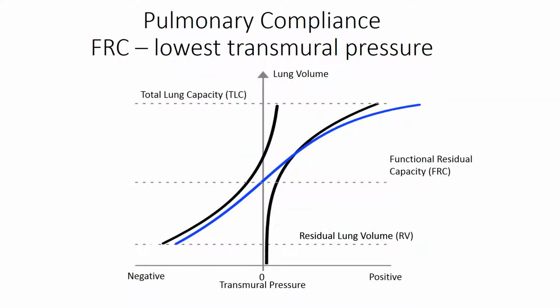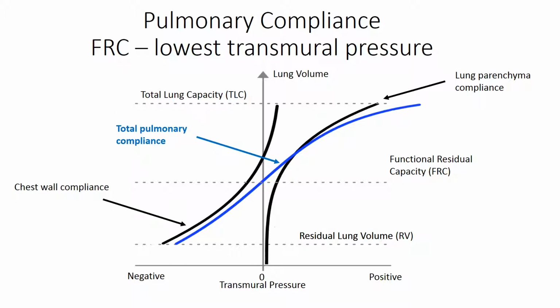When we think about pulmonary compliance, the FRC is the lowest transmural pressure point. This is a graphic of the total pulmonary compliance. This black curve is the chest wall compliance. This black curve is the lung parenchymal compliance. The sum of these two curves is the total pulmonary compliance. At the point where the transmural pressure is the lowest is the functional residual capacity, the FRC.